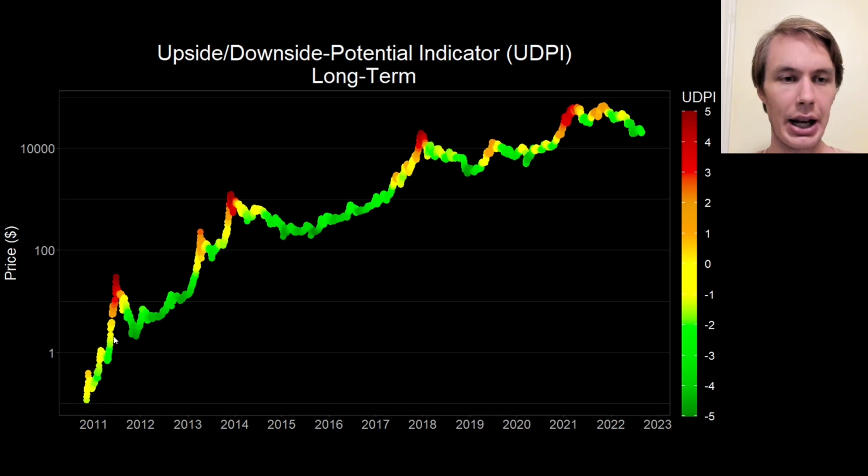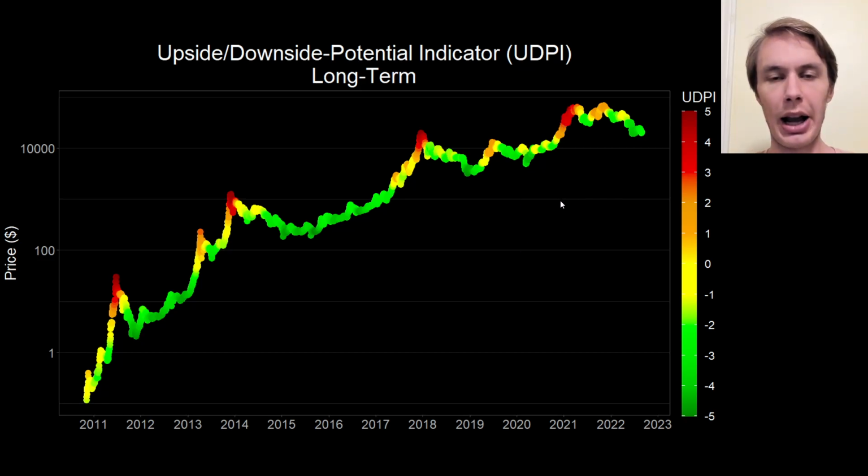When you look at it, this is the Bitcoin price color coded on the UDPI level. We've talked about this before a lot on this channel. You've been following it. The UDPI does a good job of identifying these high risk points and these lower risk points. So these good accumulation zones and also these good distribution zones as well.